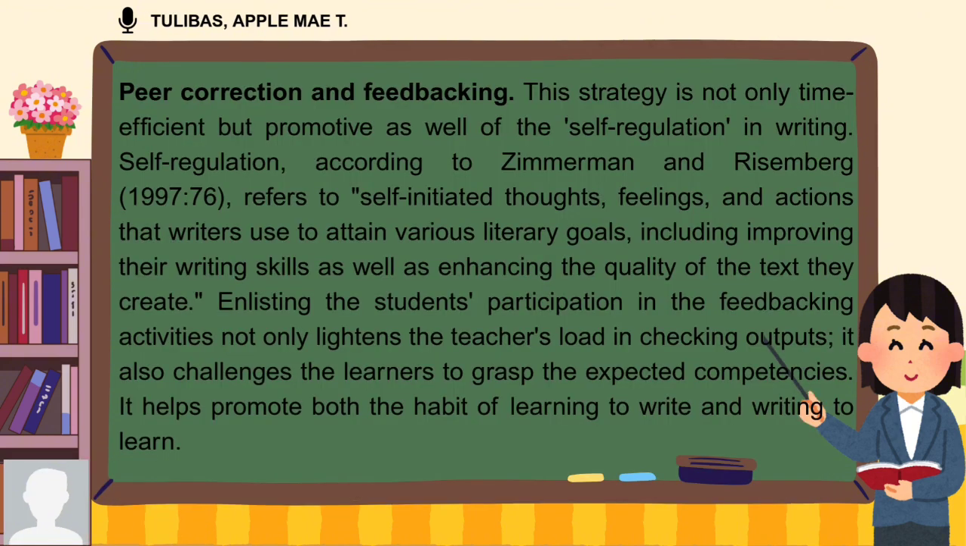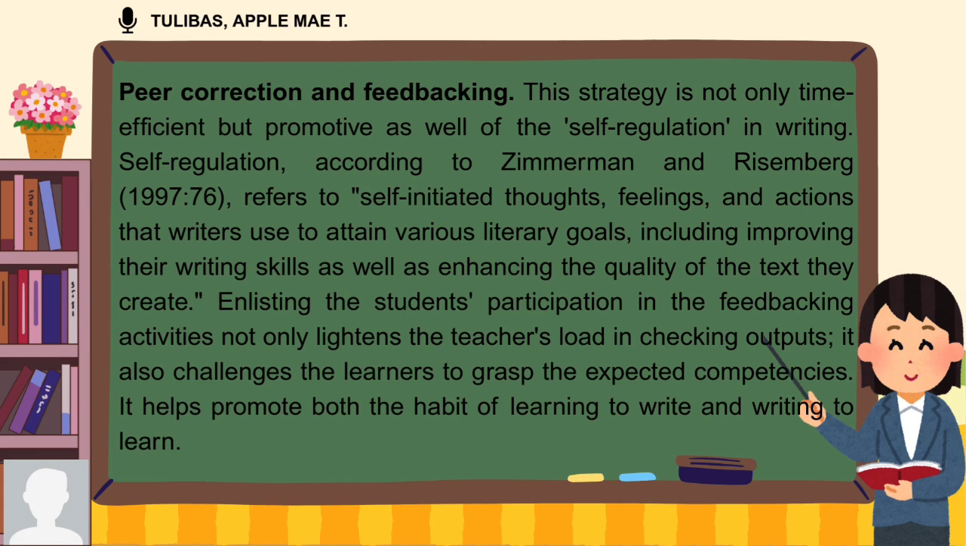Next, we have peer correction and feedbacking. This strategy is not only time efficient but also promotive of self-regulation in writing. What is self-regulation? According to Zimmerman and Wissenberg, it's about using your own thoughts, feelings, and actions to achieve your writing goals. So, when you write, you're not just following instructions, you're actively thinking about how to make your writing better, how to express your ideas more clearly, and how to improve your overall work. You become more responsible for your own learning as a student.